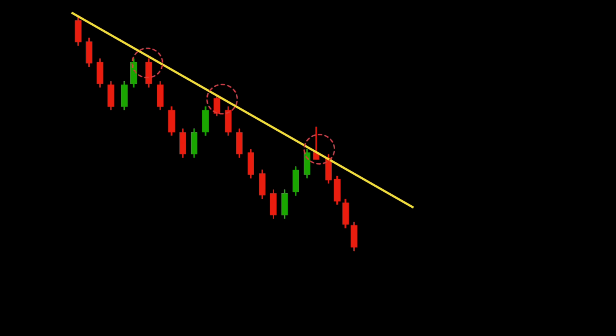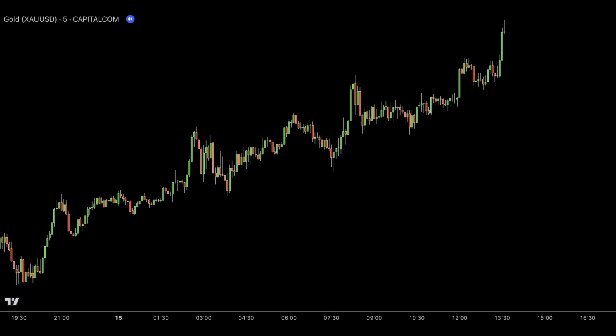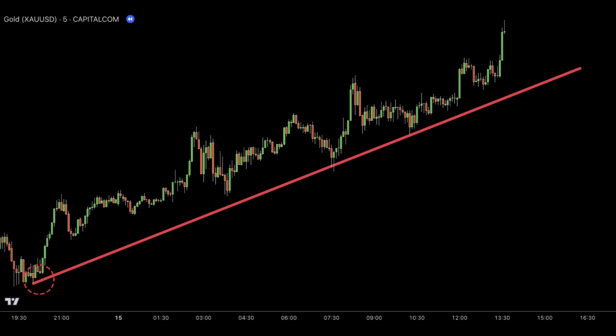Let's break it down. A trend line is one of the simplest yet most effective tools you can use in technical analysis. It's a line drawn on your chart that connects key highs or lows when the market is trending. Trend lines help you understand the direction of the market, spot potential pullback areas, and find better entry opportunities.